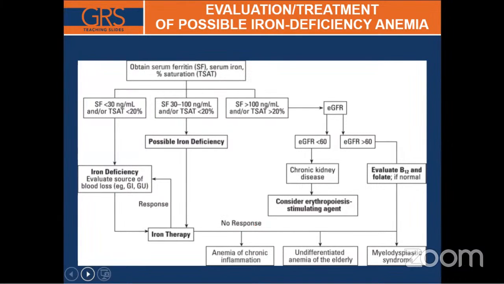After excluding folate and B12 as the cause of anemia, I will be left with the same three possibilities, which are myelodysplastic syndrome, the undifferentiated anemia of the elderly, and anemia of chronic disease. So for the evaluation of iron deficiency anemia, I will start with the serum iron studies, and then, according to the result, I will guide my management.